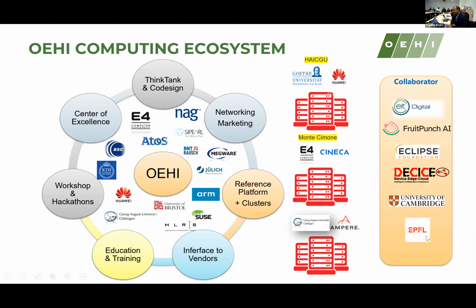We also collaborate closely with EIT Digital in bringing scale-ups and startups to the ecosystem. Fruit Punch of AI is mainly promoting sustainable goals in AI by having AI challenges where people can participate and contribute. Eclipse Foundation. DECICE is a European project which involves multiple OEHI partners where we have been working together, and also University of Cambridge and EPFL.